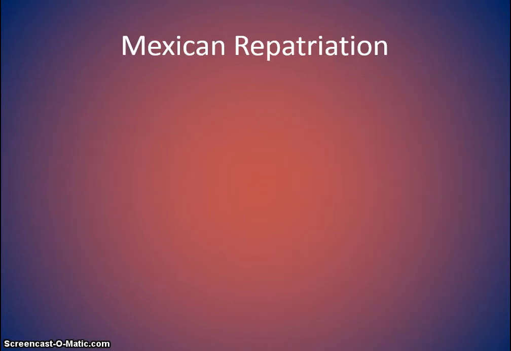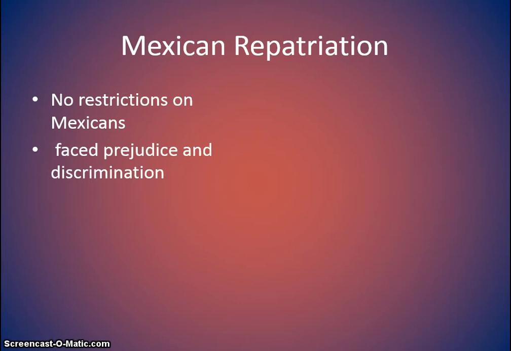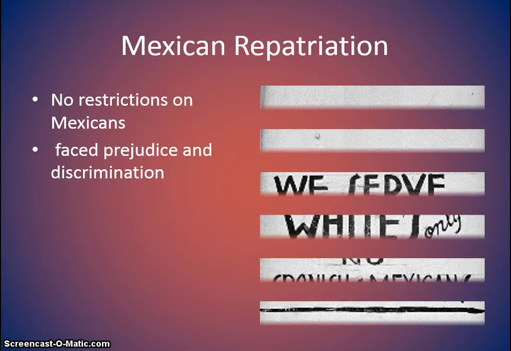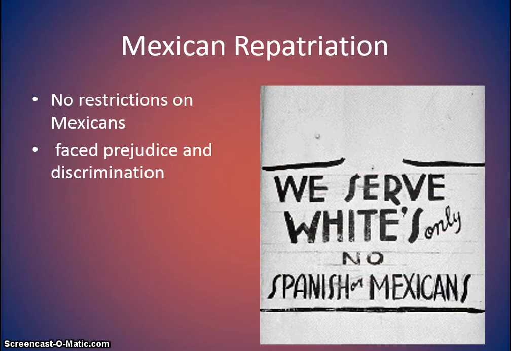And then you have Mexican repatriation. There are no restrictions on Mexicans coming into America, right? With the Immigration Acts in the 1920s, we restricted immigrants coming in from Asia and Europe, but none from Mexico. So they also faced prejudice and discrimination, especially when jobs were less and less. It became difficult for Mexicans to get jobs, or Americans to get jobs, so the people they would blame would be the Mexicans. So they asked them to go back to Mexico.